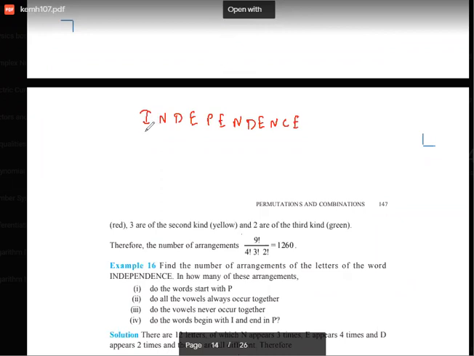So first of all, count the number of letters. 1, 2, 3, 4, 5, 6, 7, 8, 9, 10, 11, 12. So we have 12 factorial, which is the total number of words that can be formed. Now in this, I is 1 time, but E is how many times? 4 times. So 4 factorial into, then D is 2 times, so 2 factorial, into, anything else? N is 3 times. So 3 factorial, right, everyone?